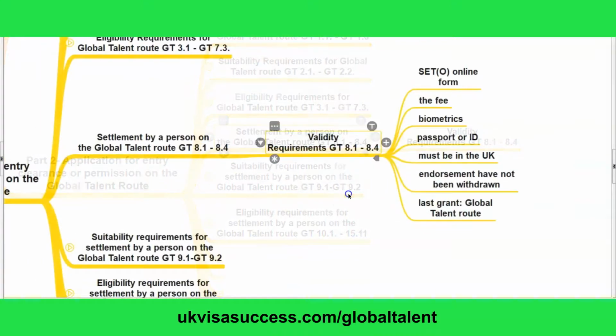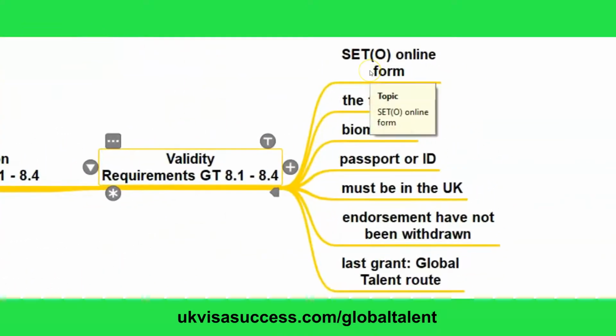As always, we have validity requirements. You'll need to complete the online form, which is the Set(O), Settlement Other application form. You'll need to pay the fee. You'll need to provide your biometrics, your passport or other proof of ID. In the majority of cases, they only accept passports, and you must be in the UK in order to apply for indefinite leave to remain.